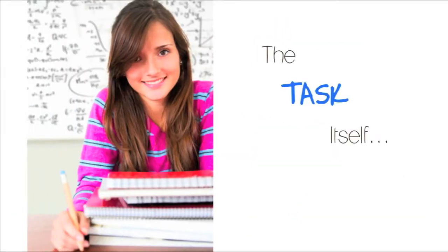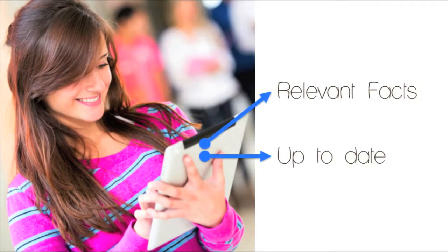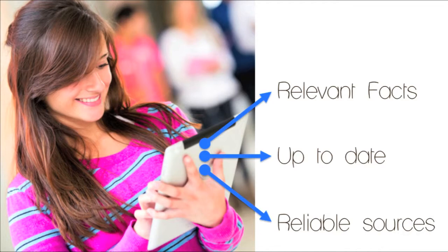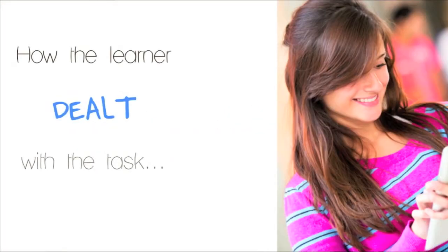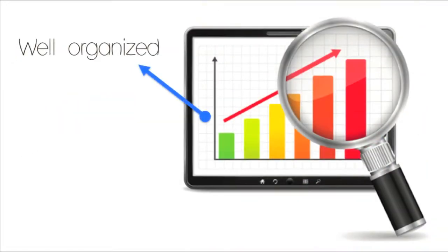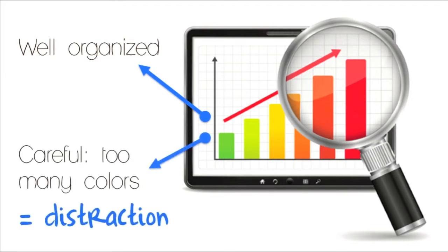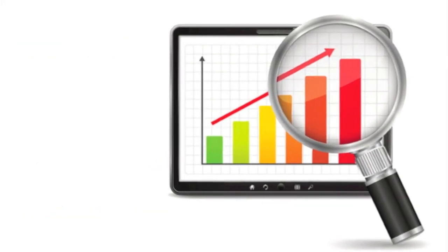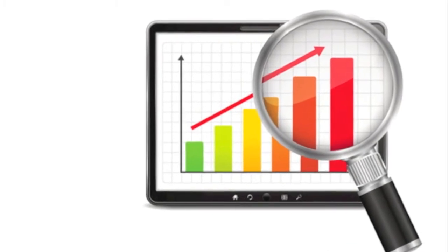The cognitive aspect comments on the task itself. For example, the facts that you've chosen for your text are relevant and up to date. However, I would double check the credibility of some of your sources. The methodological aspect comments on how they dealt with the task. Example, using a chart to organize your information is a good idea. However, using too many colors may distract the reader. Make sure that every color has a purpose and is useful in understanding the chart.